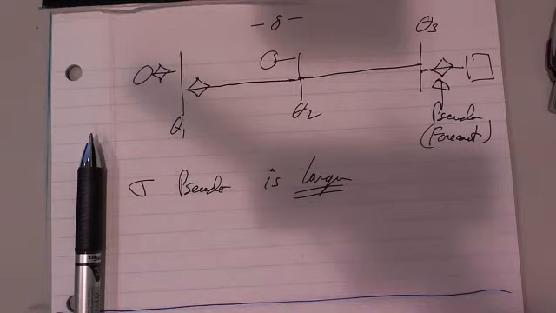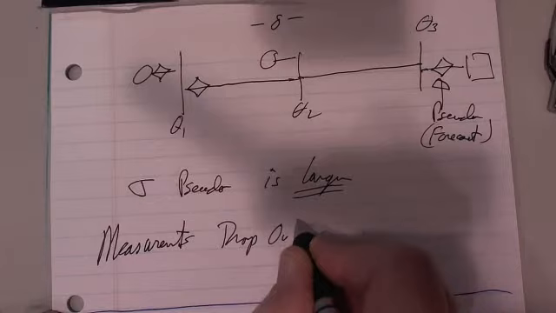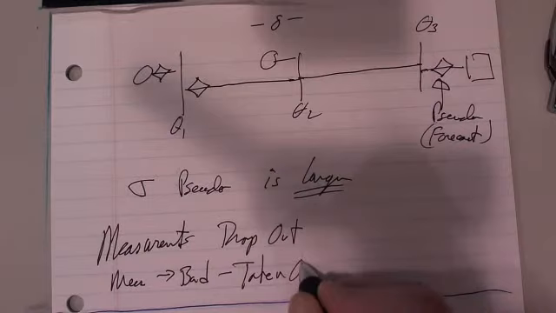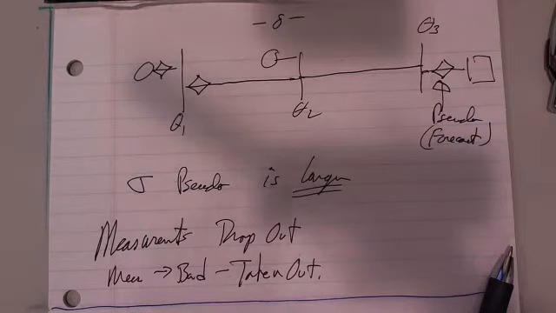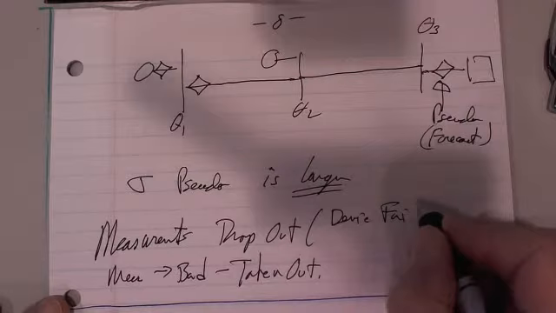So you can imagine why is this important? Well, measurements drop out. That's what happens. Measurements can drop out, or measurements can be bad, in which case it's taken out, meaning from our perspective we don't use it. And if you don't use it, you lose some observability. If the measurement drops out, now the dropout is either a device fail or communications fail.